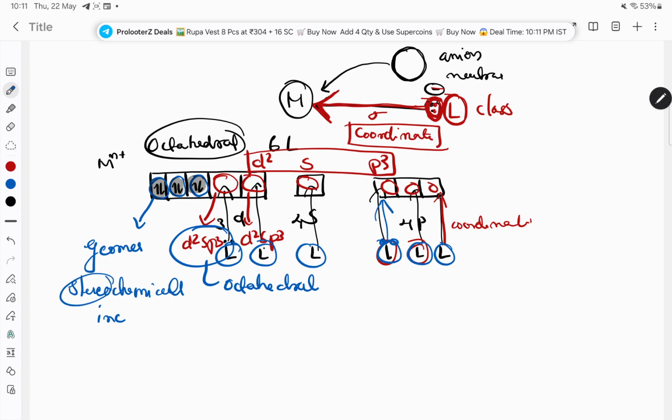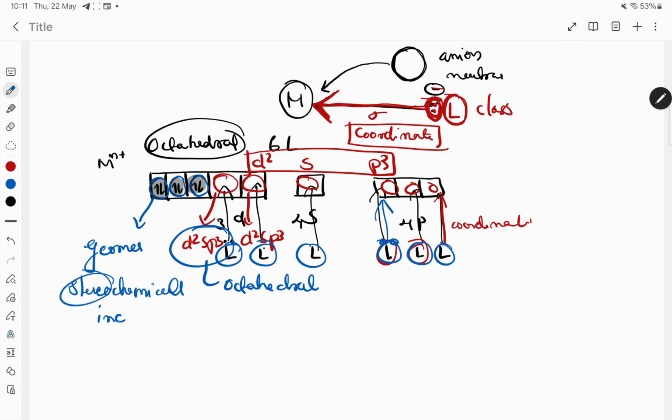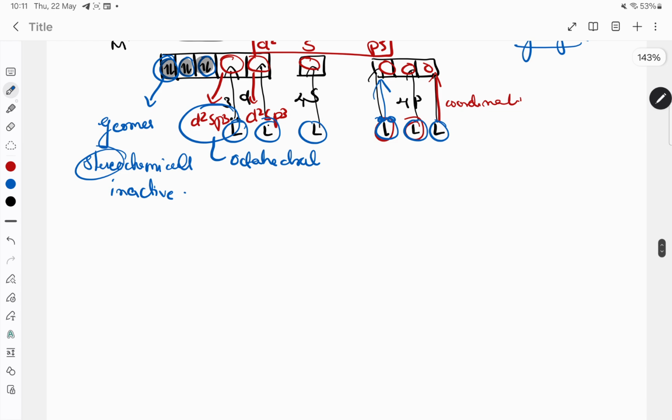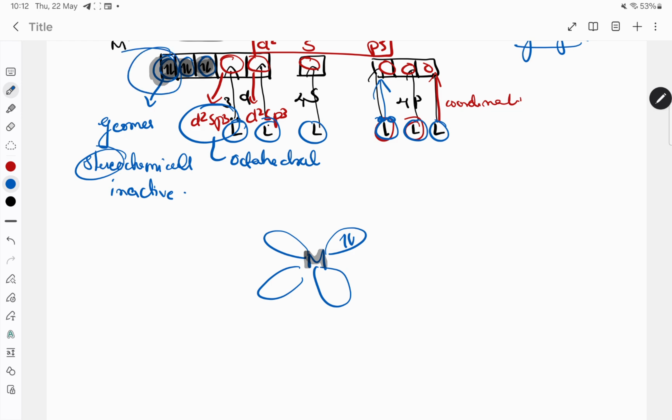Stereo means geometry or spatial arrangement. So the lone pairs do not contribute anything towards the geometry of that particular complex. But in the case of a synergic bond, these lone pairs are non-bonding. When the synergic bond forms, we know the metal has d orbitals which contain electron pairs.